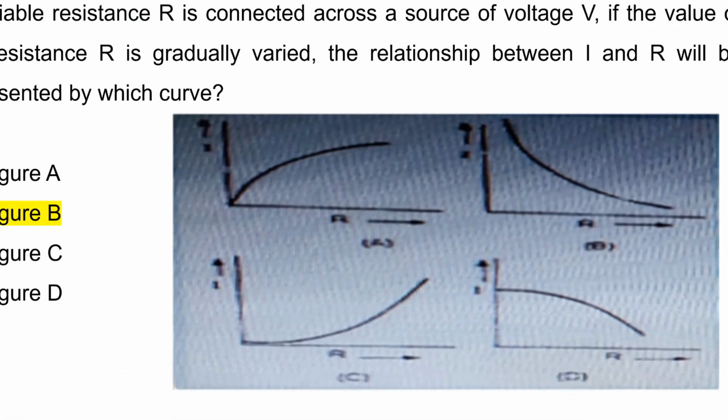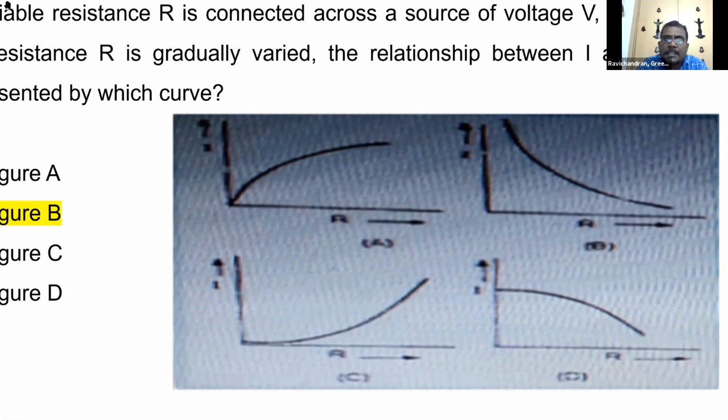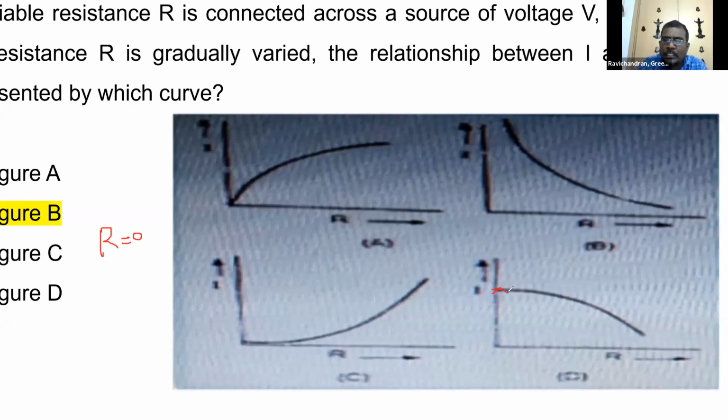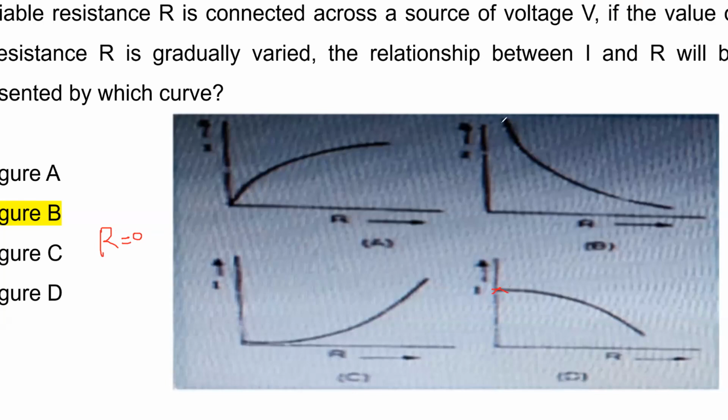But D also has a graph which is reducing. Even there the current is reducing as the resistance is also increasing. Here, at R is equal to 0, what is the value of current? It's infinity. Here it's not infinity. A particular value is present here. That is the only reason.